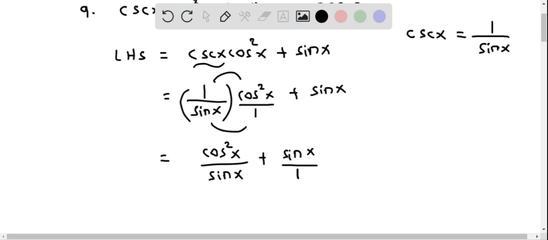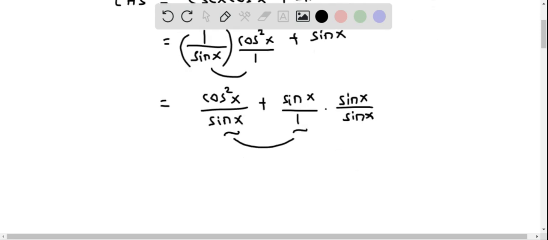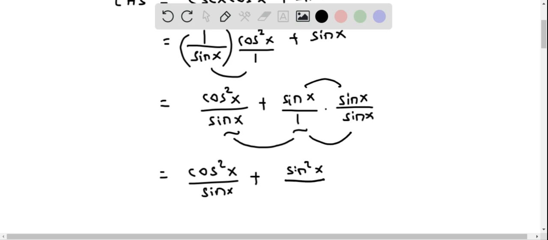Now we have to look for the common denominator. We have sin x in the first fraction and 1 in the second fraction. So the common denominator is the multiple of these two, which is sin x. And this means we have to multiply and divide the second fraction by sin x. So I do this. Therefore, I write the first term as it is, that is cos squared x over sin x plus sin x times sin x is sin squared x, and 1 times sin x is sin x.